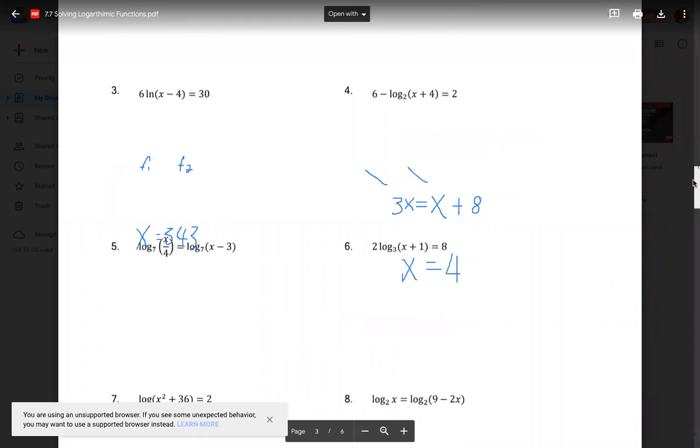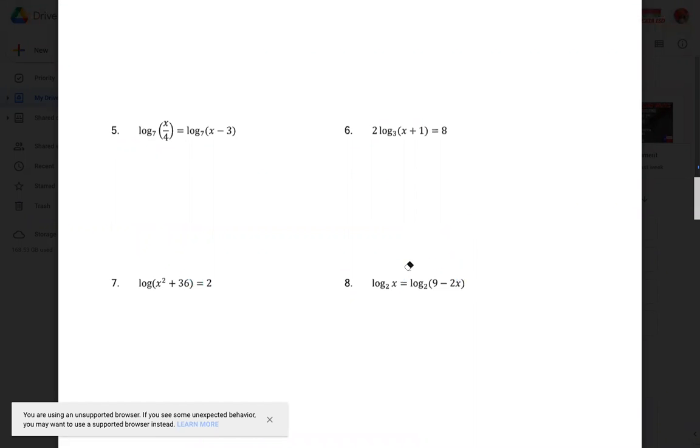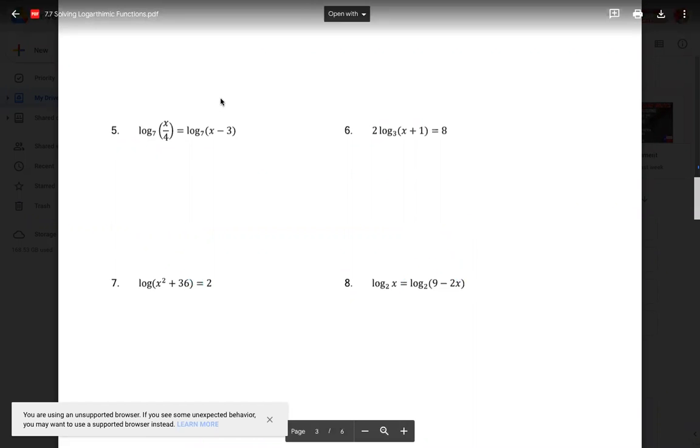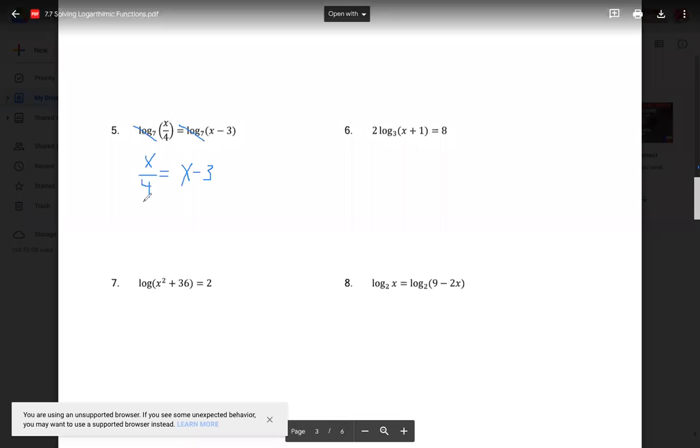All right, scroll down a little bit. Going down here to number 5. Look right here. We're going to cross these two out. You get x over 4 is equal to x minus 3. They have the same base, so we'll go ahead and cross them out and then do the work. So on 5, you get x equals 4.